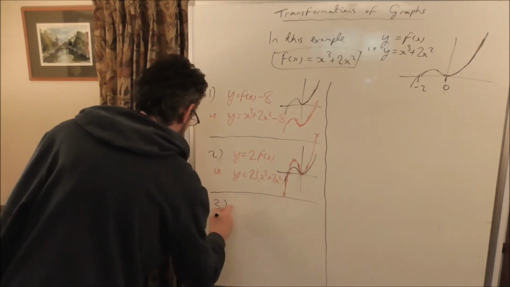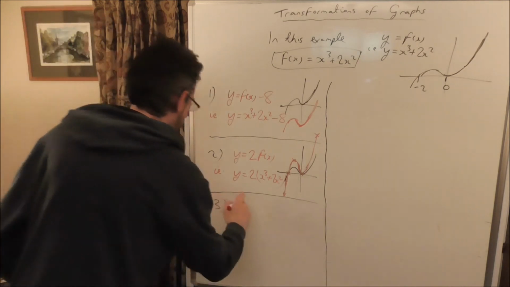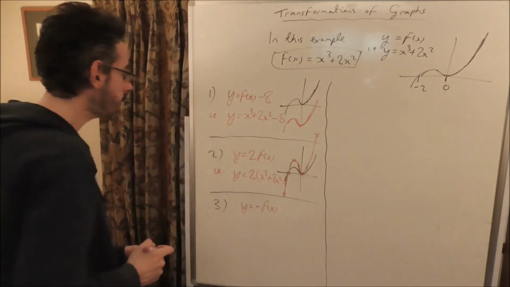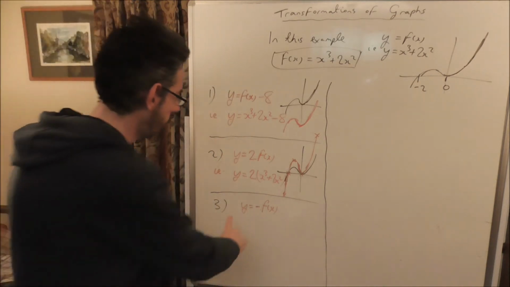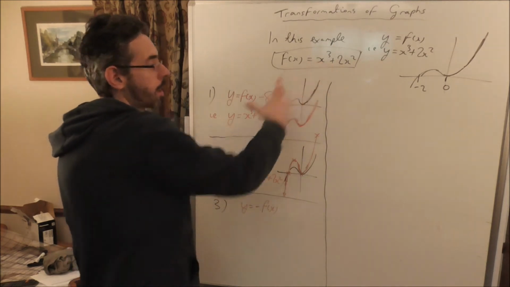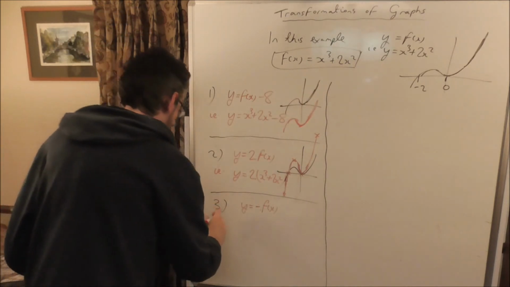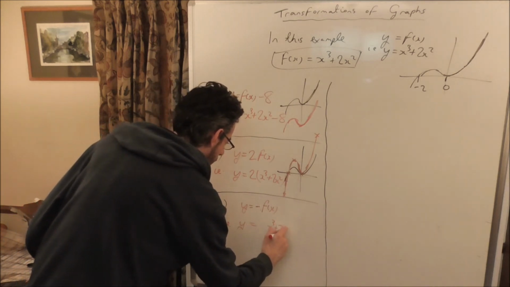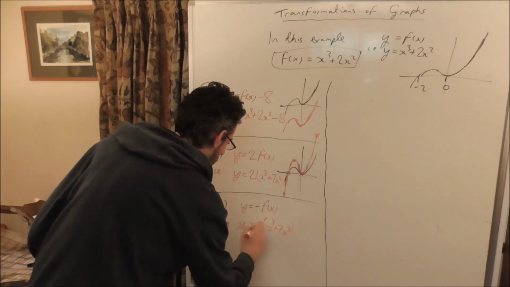Number 3, let's do y equals minus f of x. Again, before we draw that, we need to think what this means. Minus f of x is just that expression, f of x, but with a minus sign stuck in front of it. So in other words, it's the original expression, x cubed plus 2x squared, with a minus sign in front of it.